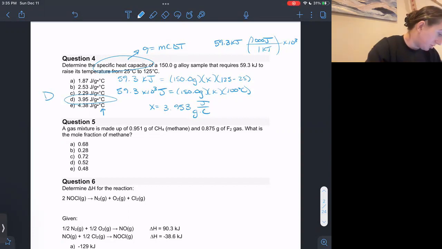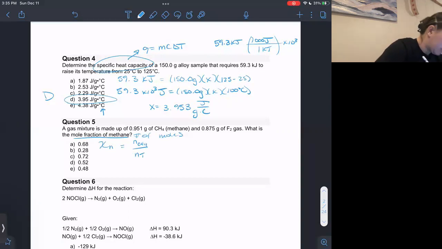Okay, a gas mixture is made up of 0.951 grams of methane and 0.875 grams of F2 gas. What is the mole fraction of methane? Okay, so when I look at mole fraction, I'm looking for number of moles. And I know that my mole fraction is going to be N of something. So in this case, CH4 over my N total. So I need the total moles of both of my samples, and then I just need to look at the moles of methane. So I'll need my molar mass, 0.951 grams.